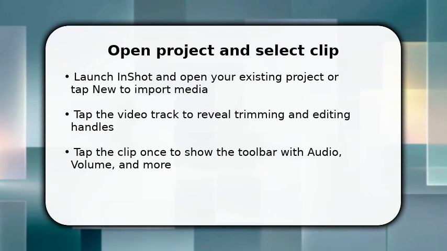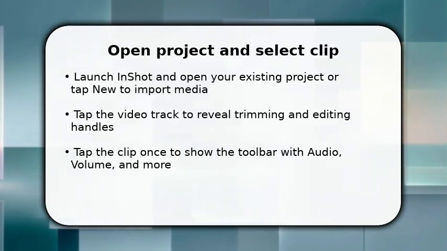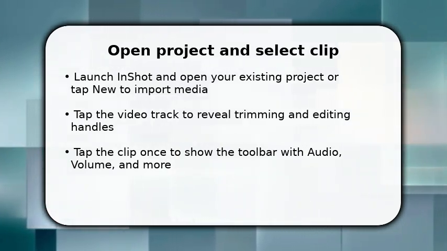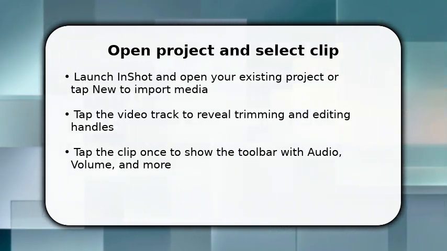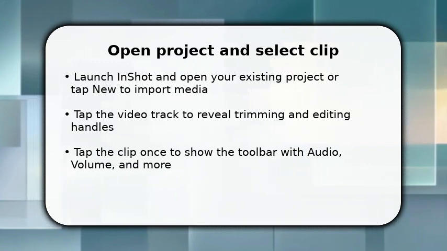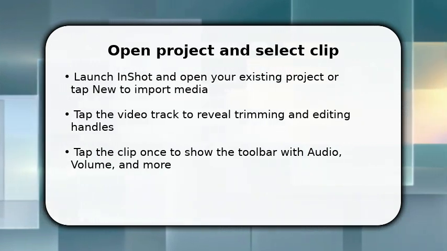You've opened Inshot and loaded your clip. Now focus on the clip itself. Tap the video once to expose the toolbar, because that's where audio controls live. Select audio or volume immediately. This puts you in direct control of the clip's sound.